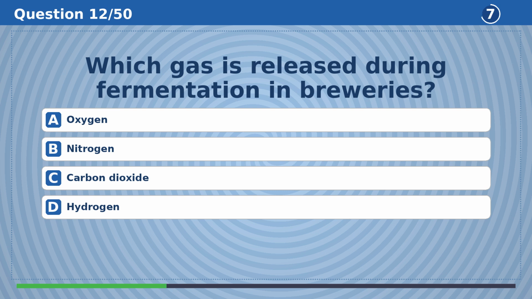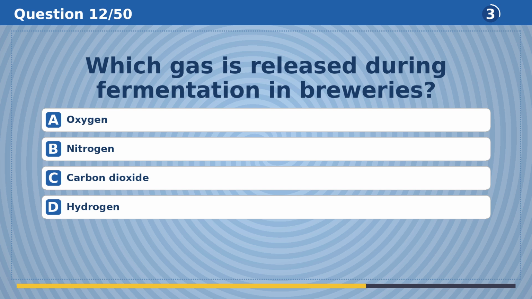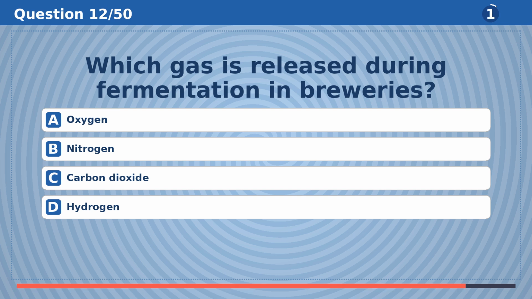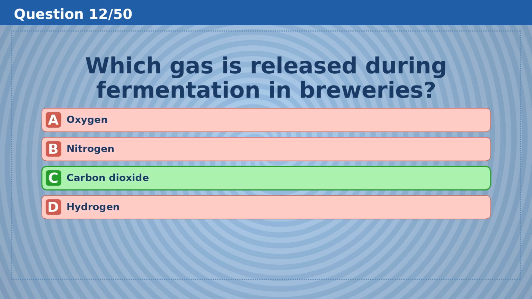Which gas is released during fermentation in breweries? The answer is C, carbon dioxide.